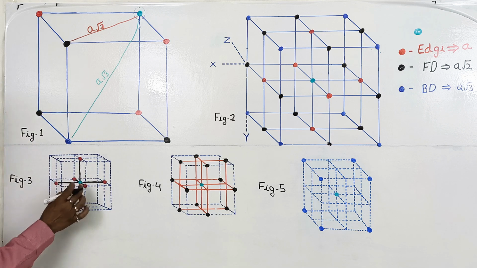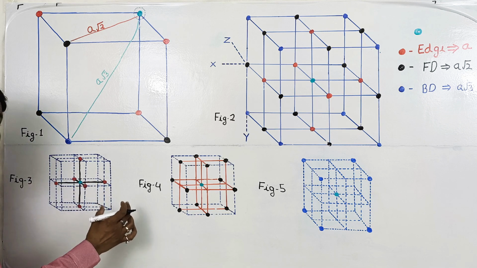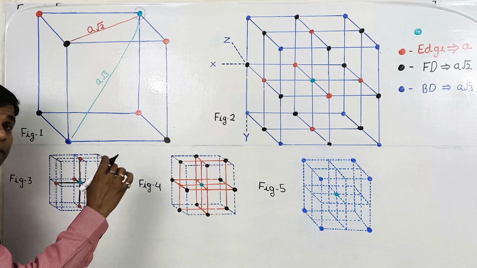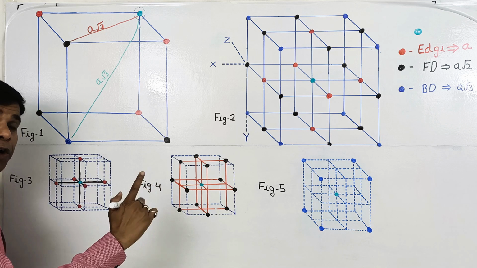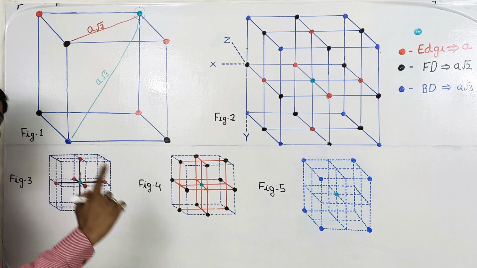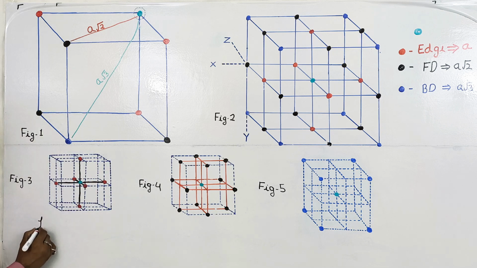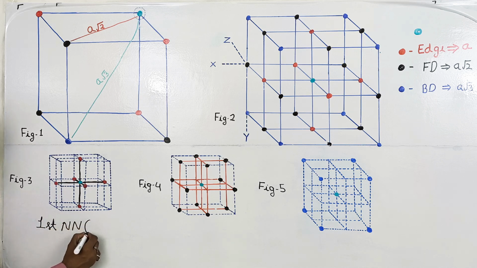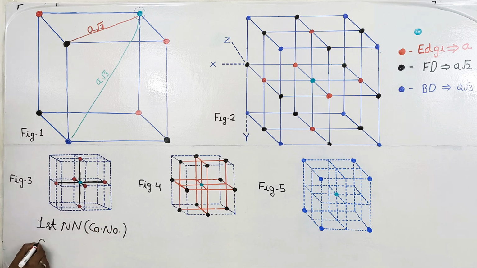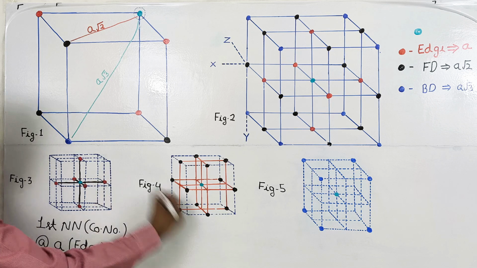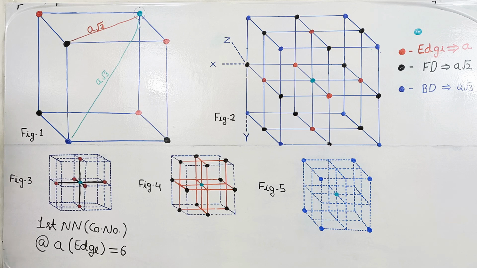How many red particles we have in the surrounding of the green particle, that quantity represents the coordination number, or first nearest neighbor. So the first nearest neighbor, which also decides the coordination number, is present at the distance of a. What is the information? It is present at the edge. And how many such particles do we have? We have 6 particles of such kind.